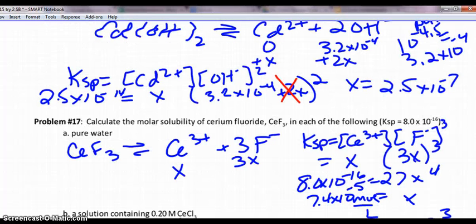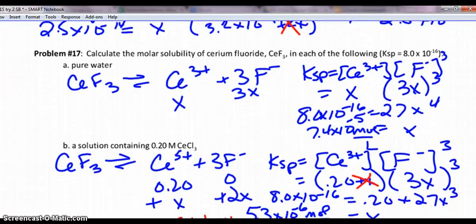Okay, so hopefully Danny, Sam, Mo, and Hannah, this is what you came up with. You take the cerium fluoride and you dissociate it, and here's your Ksp. Don't forget you have to cube your 3x, and so you end up with 27x to the fourth. Divide each side by 27, take the fourth root, and you get 7.4 times 10 to the negative fifth moles per liter. That's your solubility without any common ion.